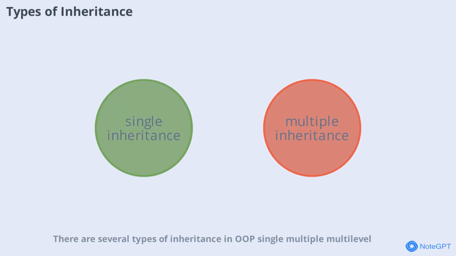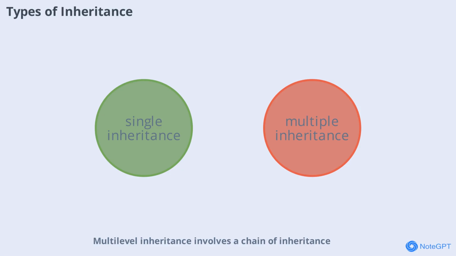There are several types of inheritance in OOP: single, multiple, multilevel, hierarchical, and hybrid. Single inheritance means a subclass inherits from one superclass. Multiple inheritance allows a subclass to inherit from more than one superclass, though not all languages support this. Multilevel inheritance involves a chain of inheritance, where a subclass becomes a superclass for another subclass. Hierarchical inheritance means multiple subclasses inherit from a single superclass. Hybrid inheritance is a combination of these types.